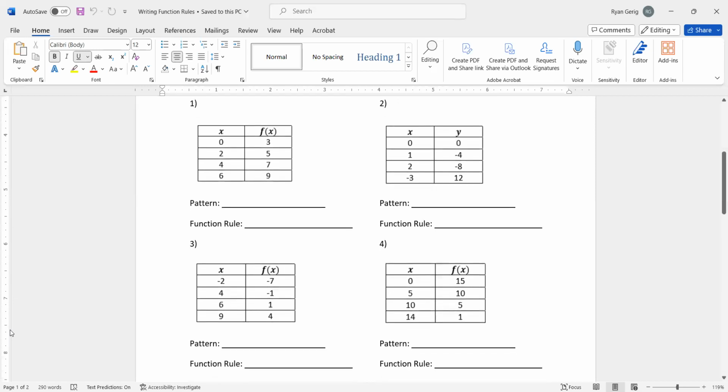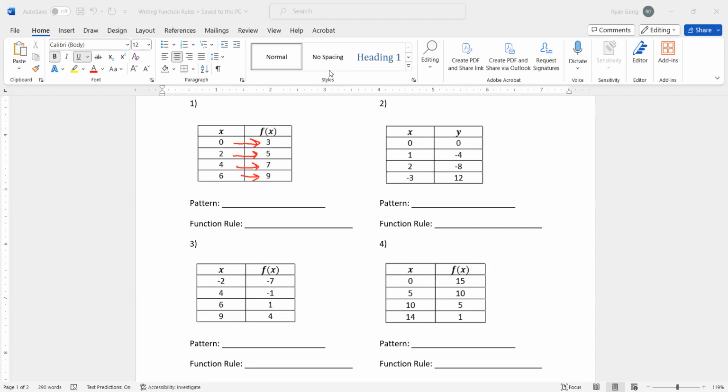So for number one, we want to look at the x values and see how do I get from x to f of x. I don't really care about going this way. I know that that's adding 2 each time. That's not what I'm looking at. What I'm looking at is how do I get from x to f of x? And it's got to be consistent.